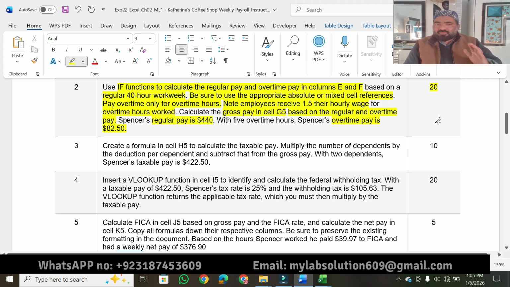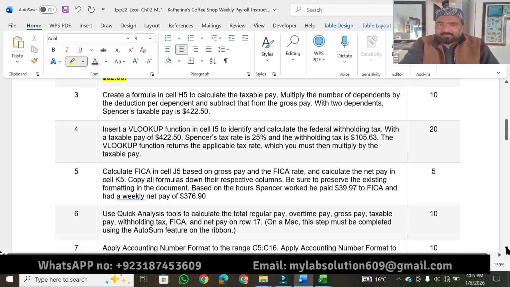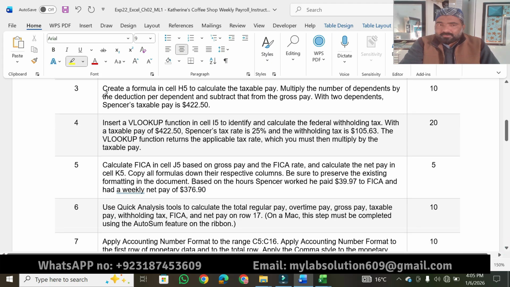In question number 2 there are three parts. First we have to find our regular pay, then we have to find overtime pay, and in the last part we have to find gross pay in cell G5. So we have done it and we got the result. So question number 2 is done. Now we are moving toward question number 3.